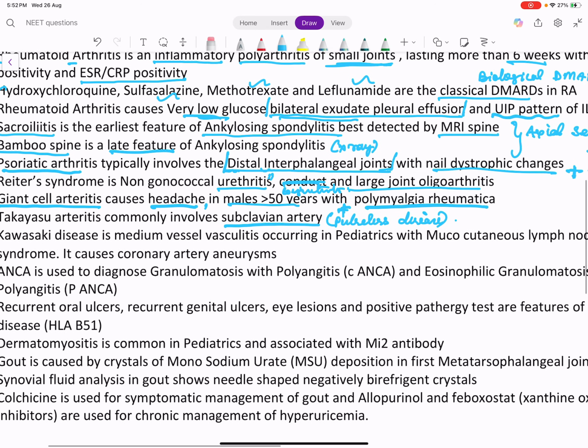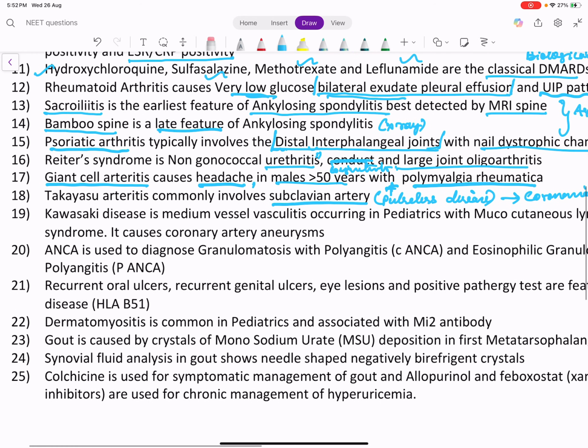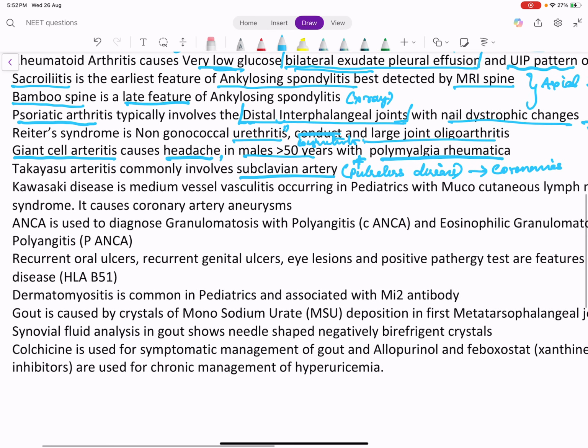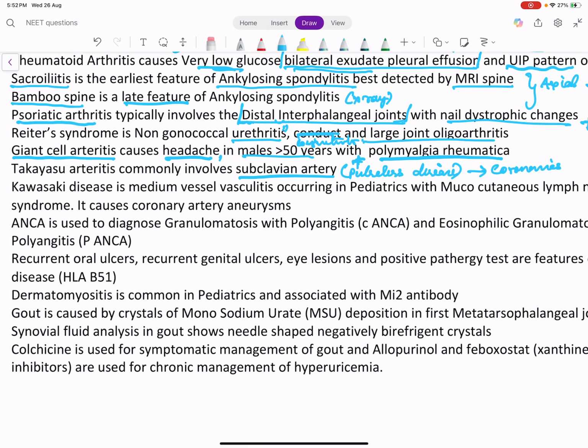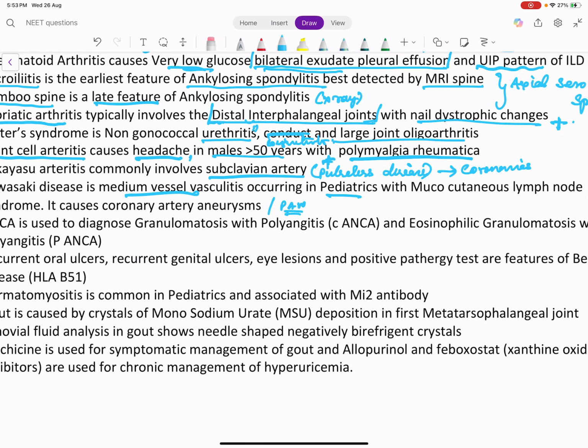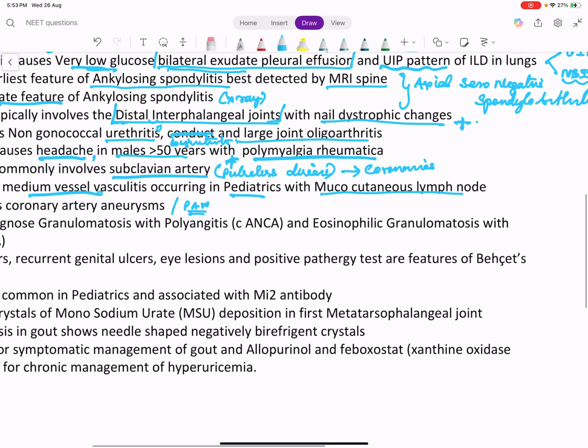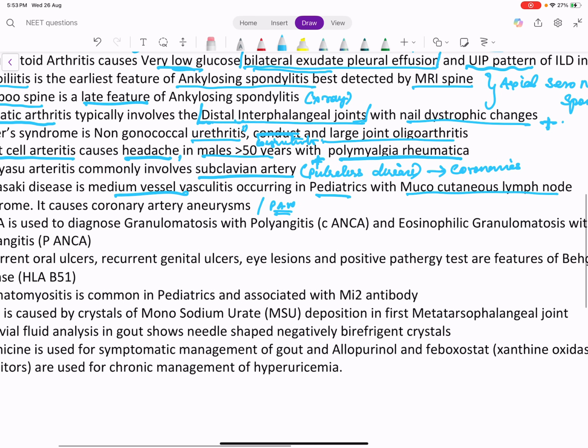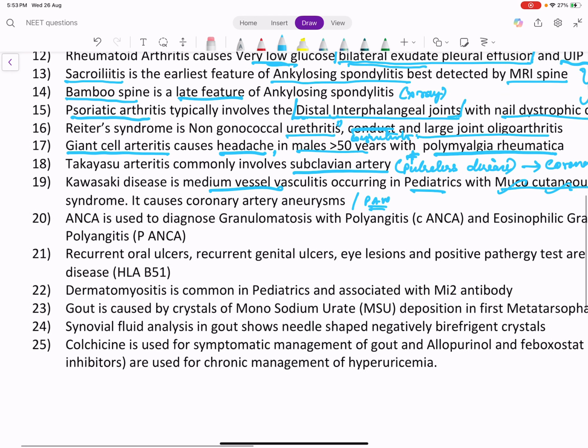In Takayasu arteritis, what is not involved? Coronaries are not involved because coronary is only a medium to small vessel. Takayasu is a large vessel. Kawasaki disease is a medium vessel vasculitis. We have two medium vessel vasculitis, polyarteritis nodosa and Kawasaki disease. Kawasaki disease is important in pediatrics. We call that syndrome MCLN, mucocutaneous lymph node syndrome, because mucosa is involved, skin changes like skin peeling are there, lymphadenopathy is there. Kawasaki is important because it causes coronary artery aneurysm even in pediatric age.